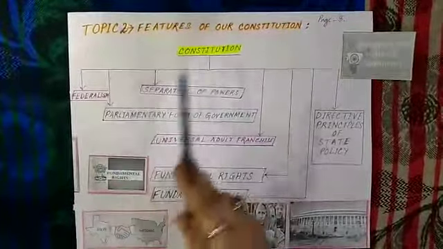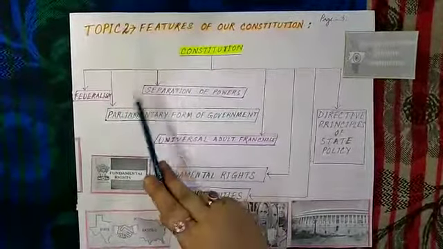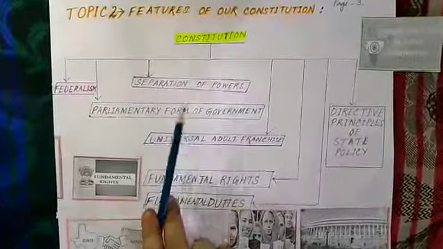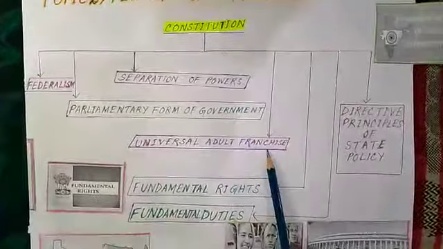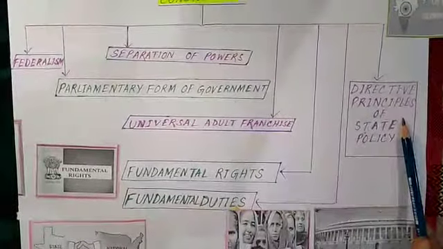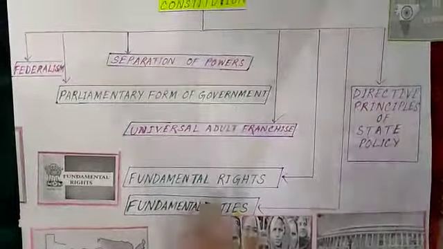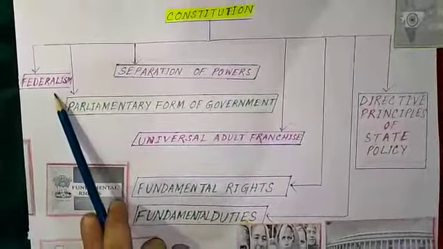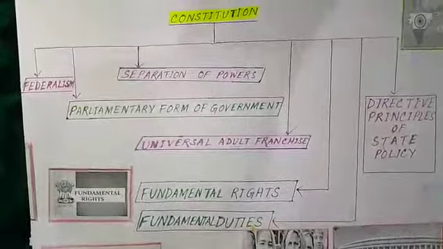The Constitution has these features: federalism, parliamentary form of government, separation of powers, universal adult franchise, fundamental rights, fundamental duties, and directive principles of state policy. Our second topic comprises of these things only. Now first I am going to discuss federalism.